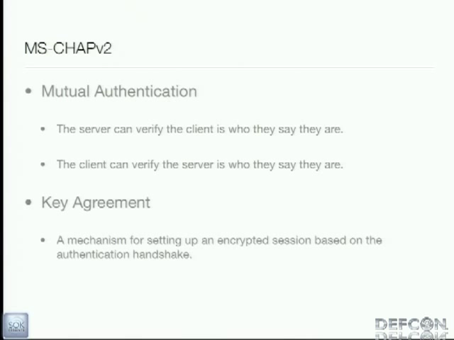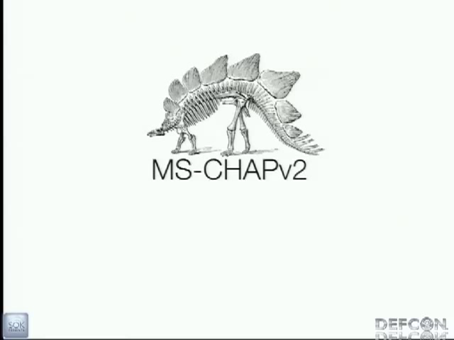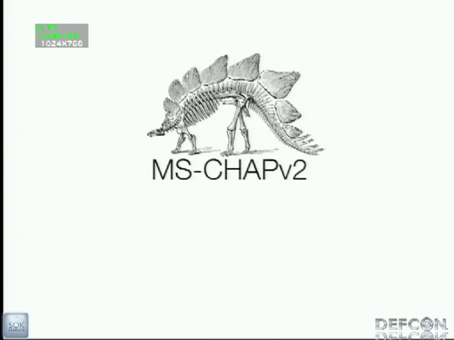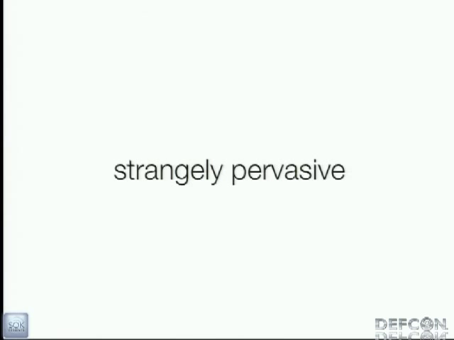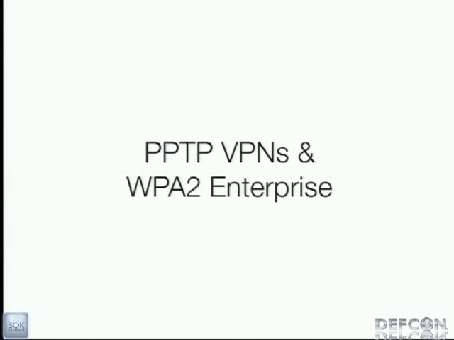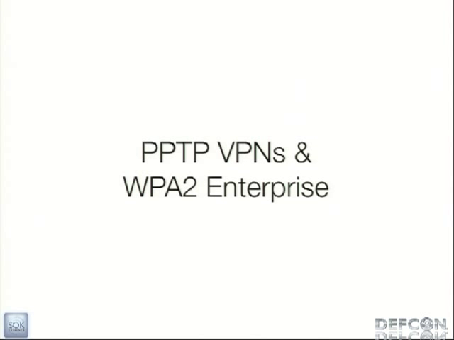Now, this is sort of an archaic protocol. It was actually published in 1999, but really that was just an update to the older MS-CHAPv1, which was designed even before that. So this has been around for a while, and it's aging, but it's also strangely pervasive. You see it in a lot of places, particularly with PPTP VPNs and WPA2 Enterprise connections for the inner authentication for WPA2 Enterprise. And so, we want to look at this protocol so that we can attack these two points.